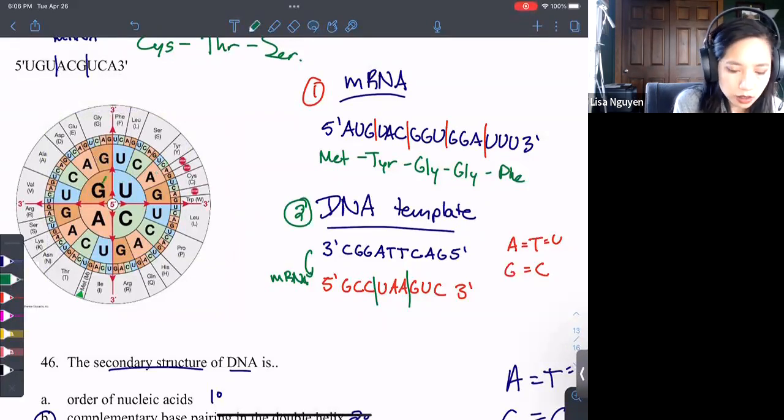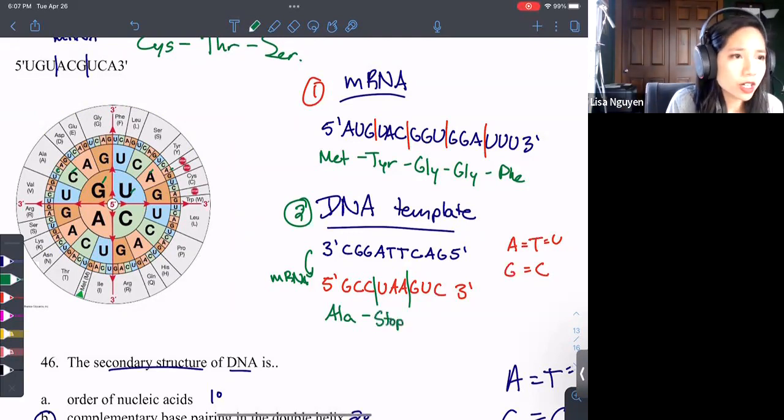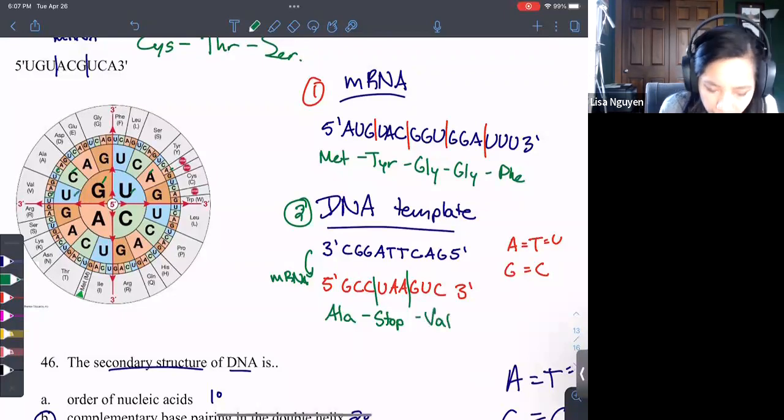Okay, it's GCC, so alanine. UAA, so UA, oh crap, it's a stop codon. Whoops. Sorry, I just made this one up. We shouldn't be stopping in the middle here, but just point to whatever actual amino acids it's pointing at, and then GUC, which would be, sorry, I made this up on the spot. I thought they were all good. So GU and C, it would be valine. Did I get that one right?